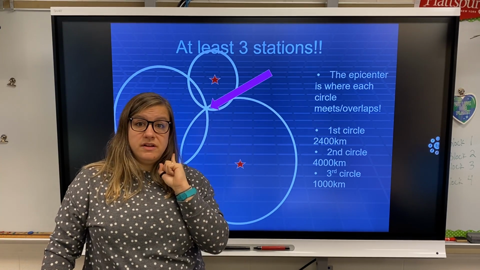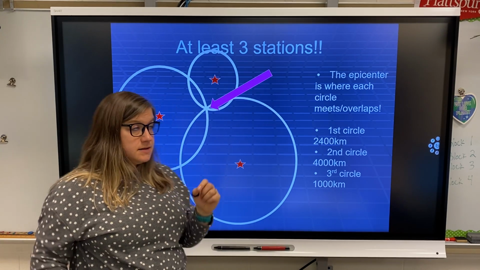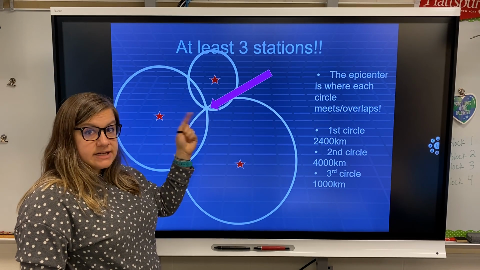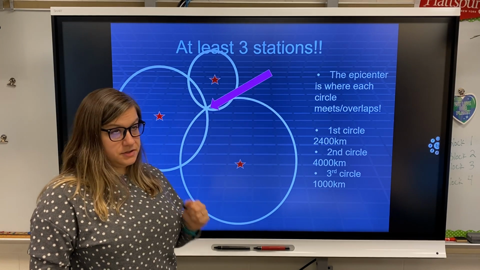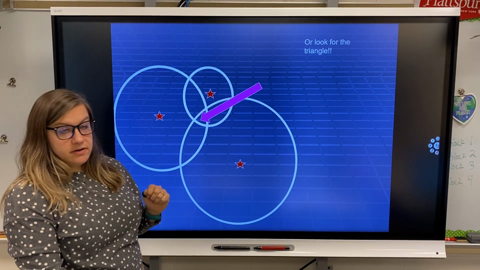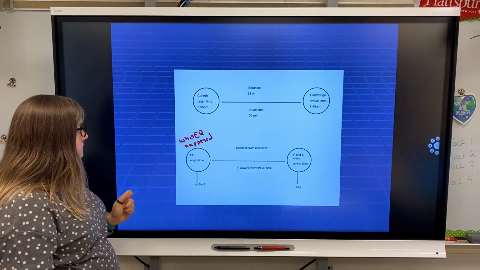Sometimes your circles will not always meet. When they don't meet, sometimes it will make a very tiny triangle right here. Inside that triangle is where your epicenter is going to be. Okay, there's an example of what the triangle would look like.